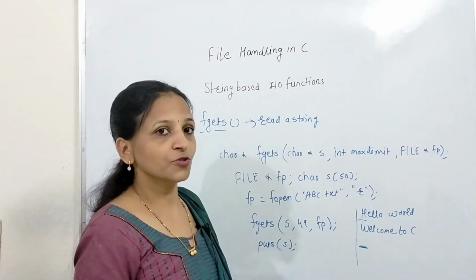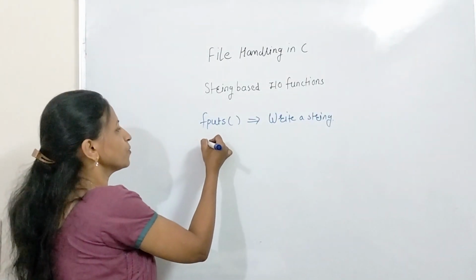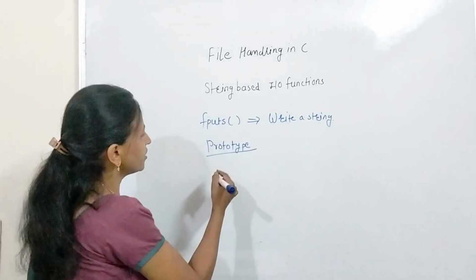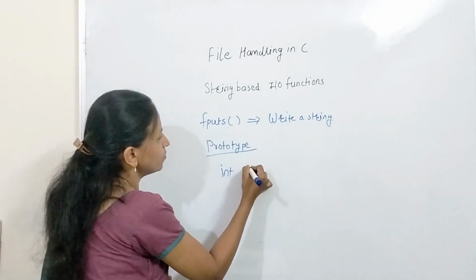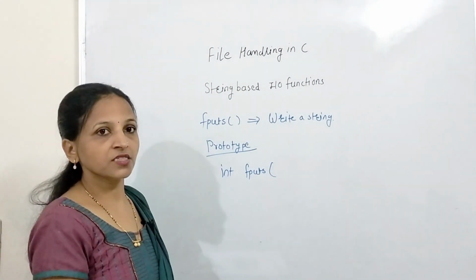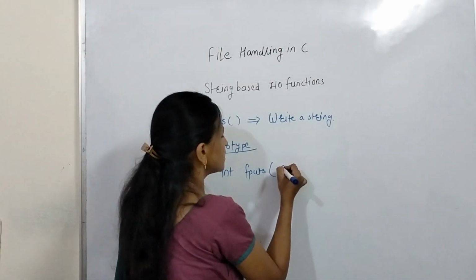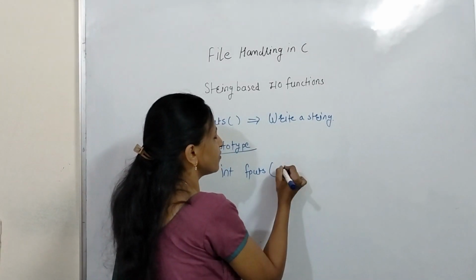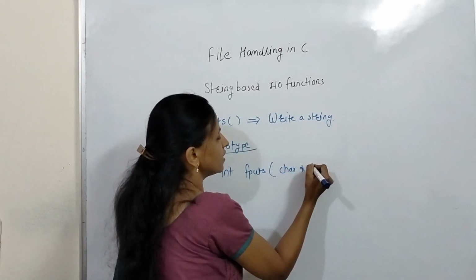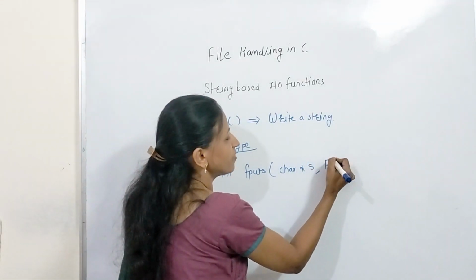Getting? How to use that fputs function? Let us see. Now what is the prototype of this function? It will return an integer value. The function name is fputs, and here we have to pass only two arguments. The first argument is whatever string you want to write to a file, that is char *s, and comma, the file pointer.